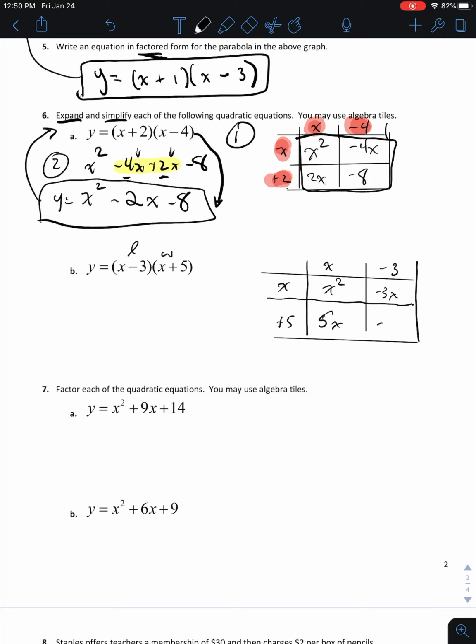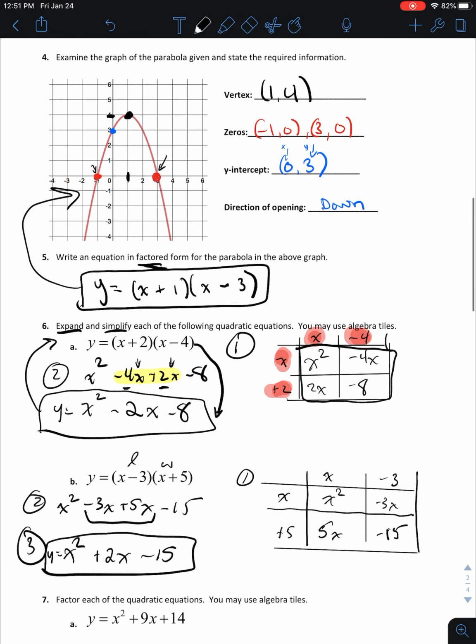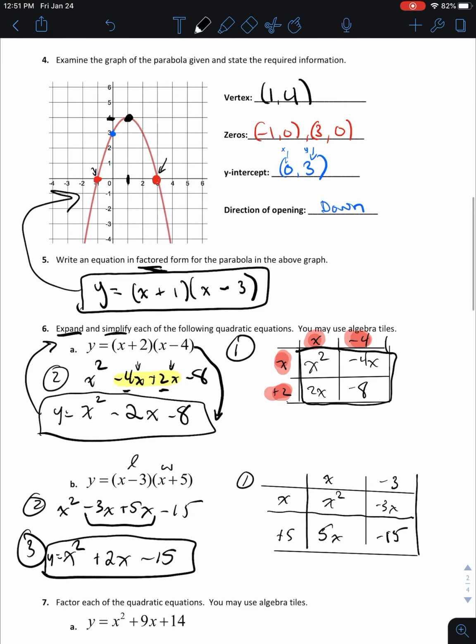Then I'm going to fill in the middle. So I get x squared, negative 3x. Remember, I'm multiplying, 5x and negative 15. And that's always step 1. Step 2 is rewrite all 4 things on the inside: x squared minus 3x plus 5x minus 15. Step 3 is collect the terms in the middle: x squared plus 2x minus 15. And this should be y equals. It's always an equation, and equations have y equals on them, okay? So that's it. That's number 4, 5.